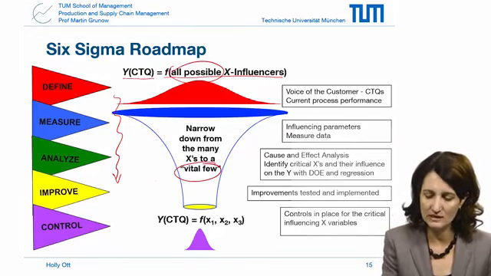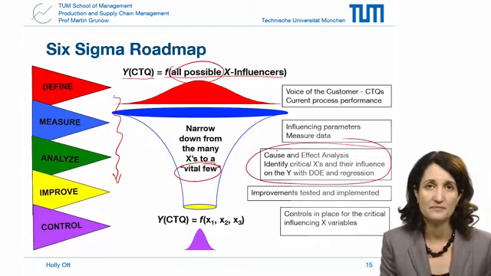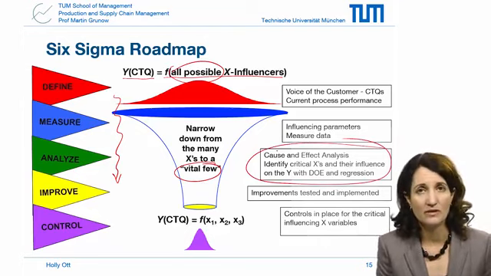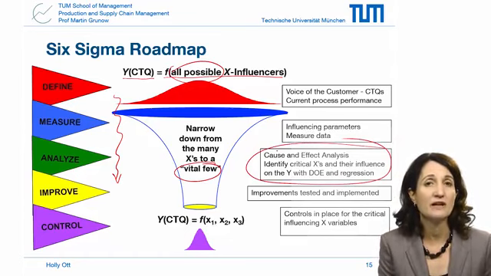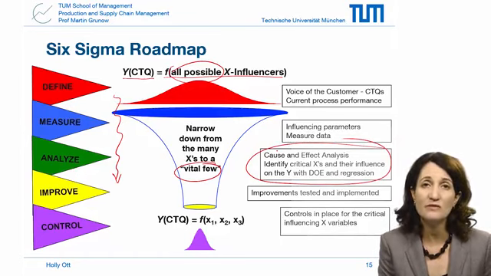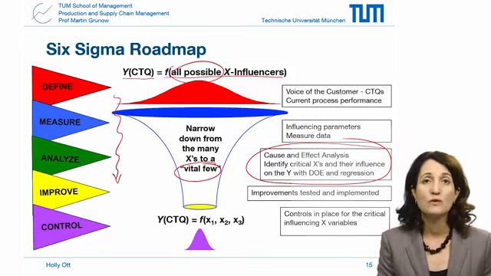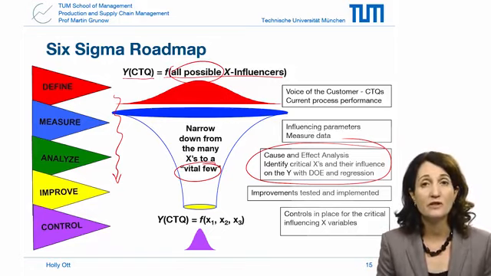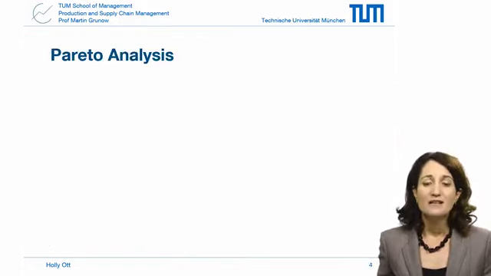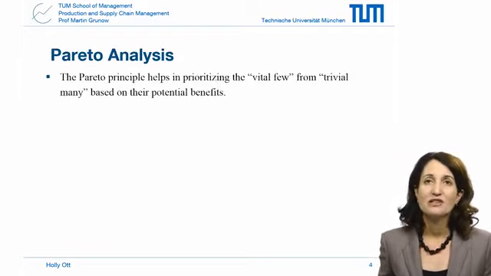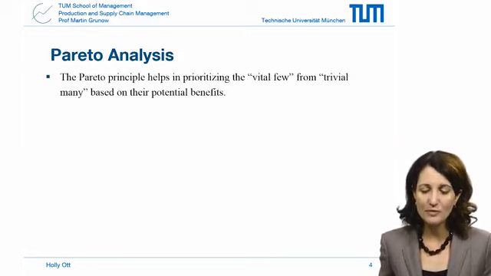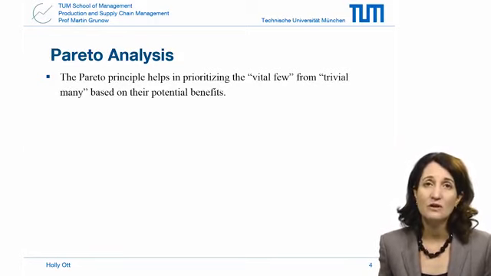And this is done here in Analyze. We have a cause and effect analysis where we're identifying critical Xs, and then we're establishing their influence on the Ys using, for example, designed experiments, correlation, and regression. In this section, we want to focus on how we can narrow down to the vital few using a Pareto analysis. The Pareto analysis is used in situations to help prioritize the vital few from the trivial many opportunities.